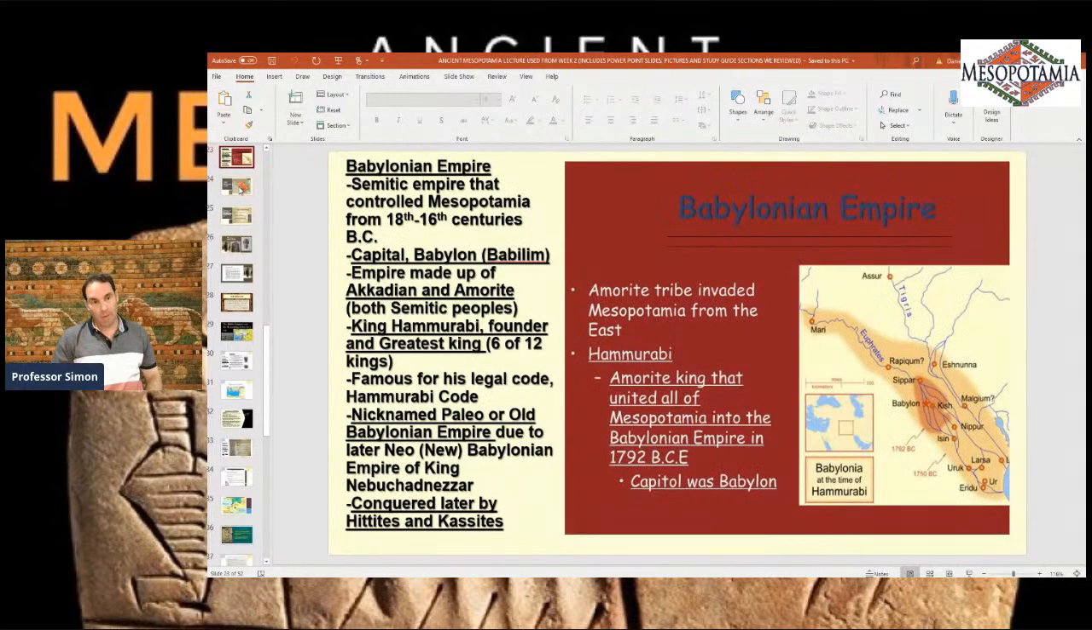Now, this particular empire was a Semitic empire that lasted about 200 years or so. It peaked about 1800 to 1600 BC, more or less. And at one point, this empire dominated most of Mesopotamia, from most of Iraq all the way up into Syria, up here where the Euphrates River Valley is. And they were based around a capital city that was called Babylon, which is right here.